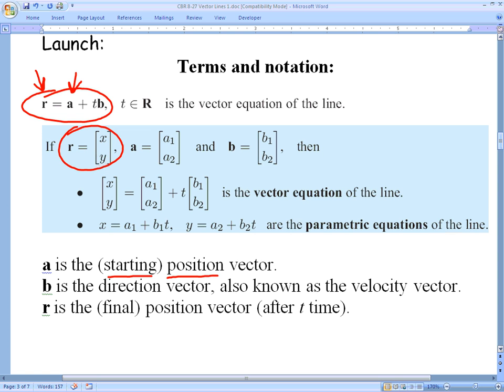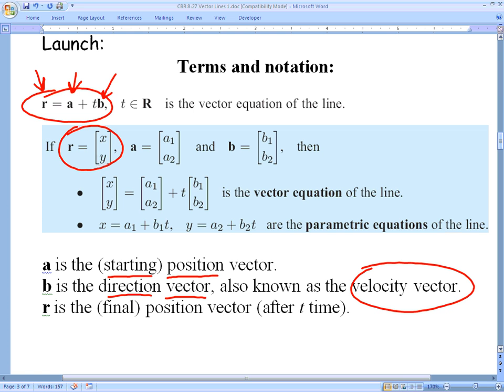The B vector, and again we can see the B is bold but the T is not. The B vector is your directional vector. It tells you where you're going. It's sort of like your slope. We often refer to it as your velocity vector because not only does it tell us where we're going, but it tells us how much movement is happening, so that controls the speed.